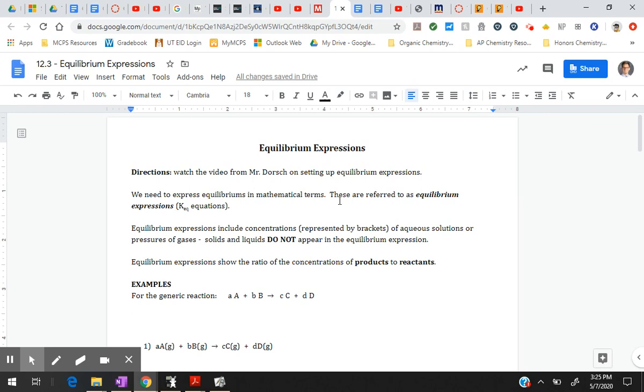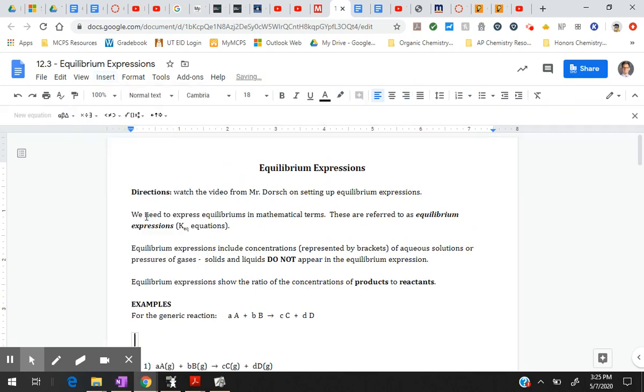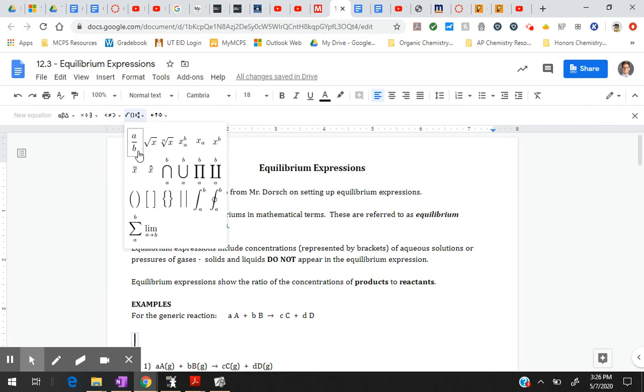In order to do this, we're going to use the equation editor. On Google Docs, if you click Insert and go to Equations, it opens up a toolbar. On this toolbar, we'll make use of some of the mathematical functions. We'll also make use of the fraction bar, and then you can do superscripts, which x to the b is a superscript, b is your superscript, or x sub a is your subscript. We're going to use both of those tools.